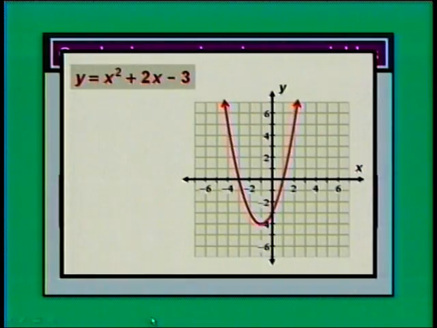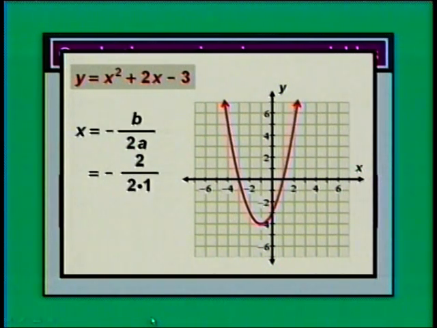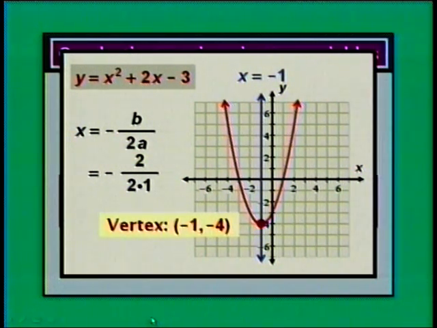Here I have a graph of y = x² + 2x - 3. The x-coordinate of the vertex is the opposite of b over 2a. So for this parabola and this equation, that's the opposite of 2 over 2 times 1. That simplifies to x = -1. So x = -1 is the axis of symmetry, and since the vertex lies on the axis of symmetry, the vertex has an x-coordinate of -1. The y-coordinate of the vertex can be found by substituting -1 for x in our equation. 1 plus 2 times -1 minus 3 is -4.